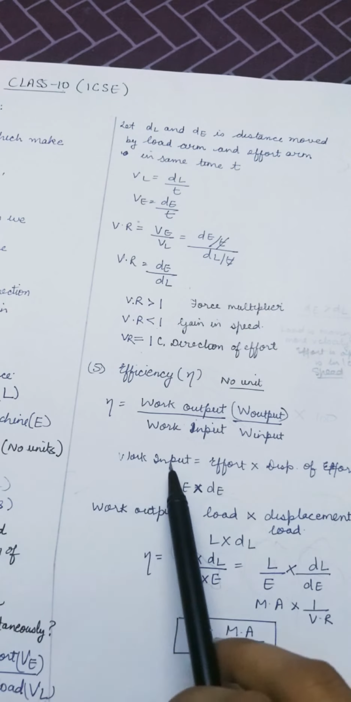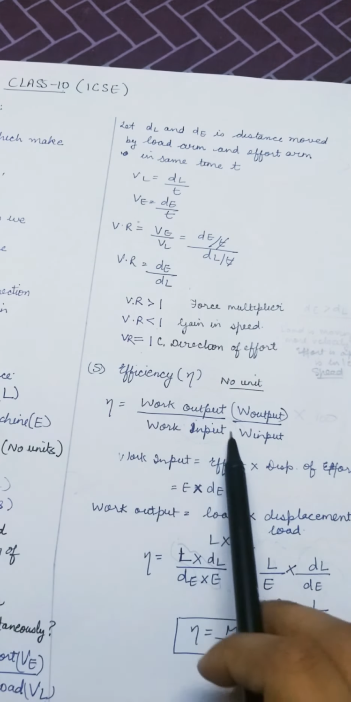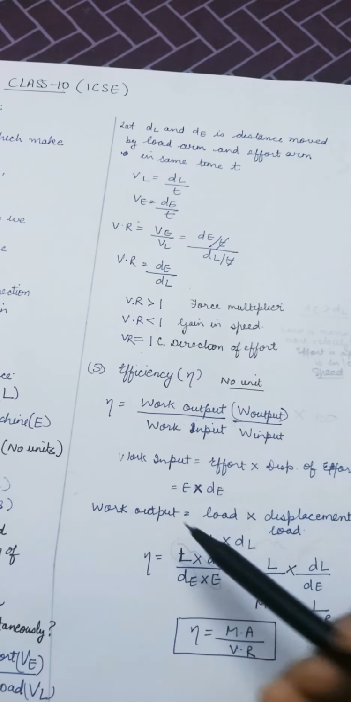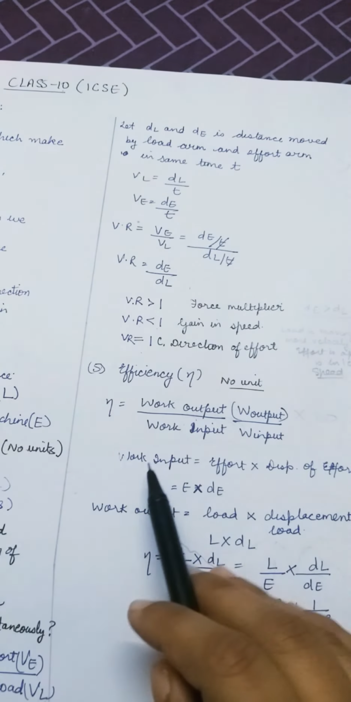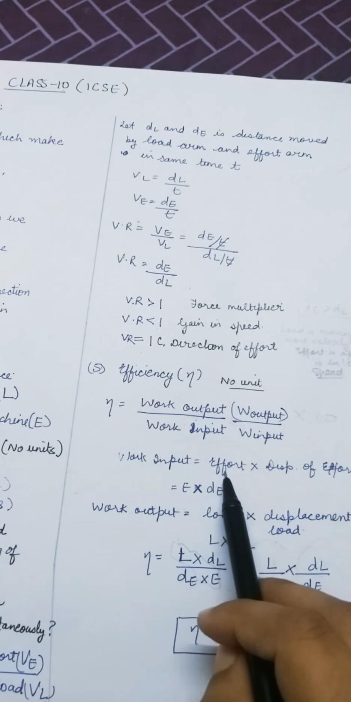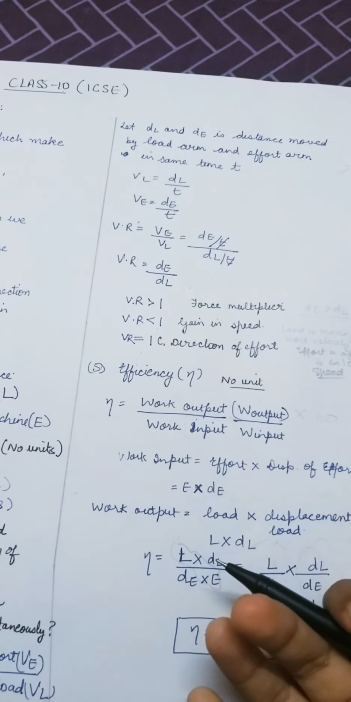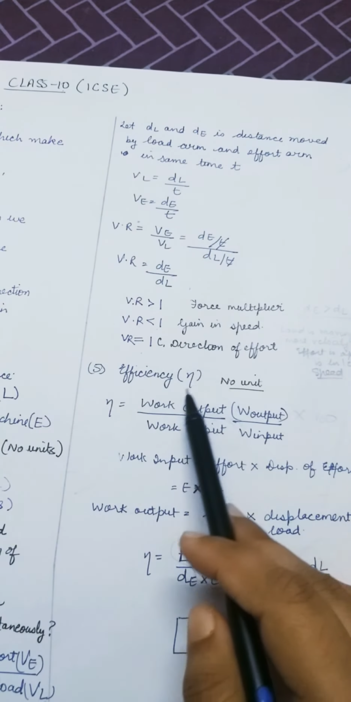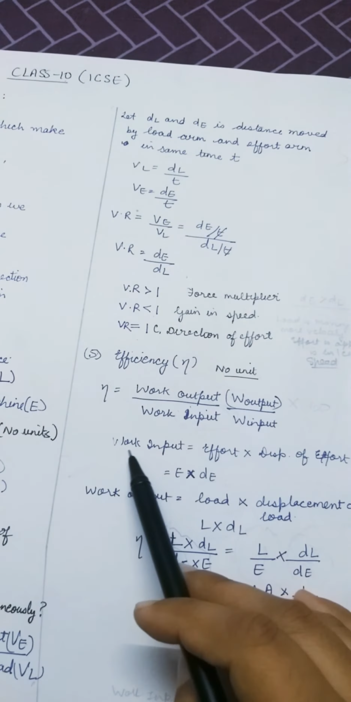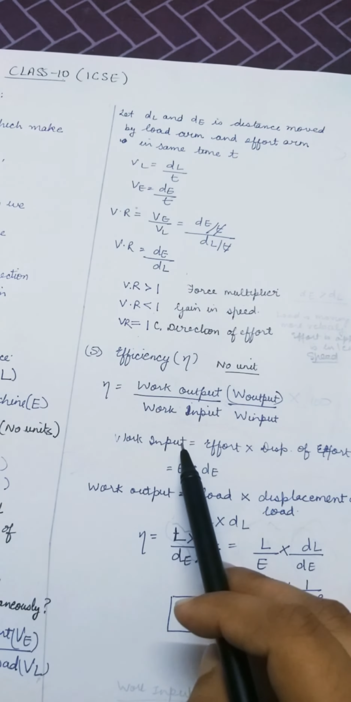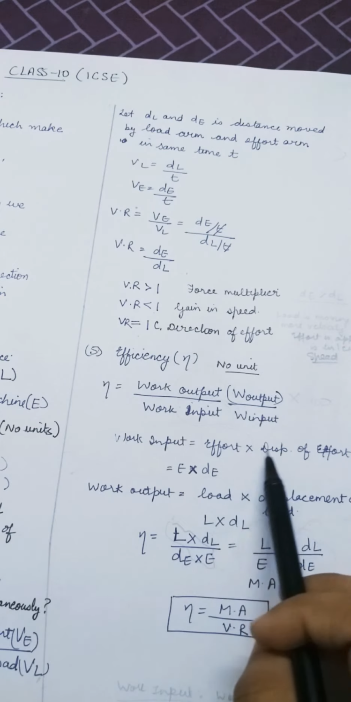So how to find input? Now see, input is what we are applying. We are applying effort, right? So input is based on the effort applied. Output, you know, we are picking up a load with the help of a machine, so output would be our load. Now work input, what is the formula for work? It is nothing but force into displacement.